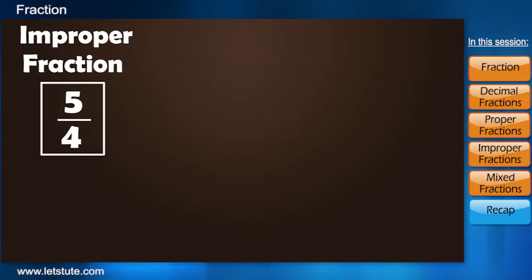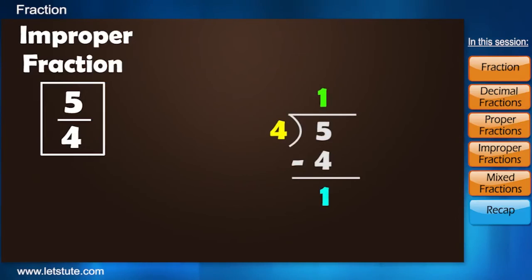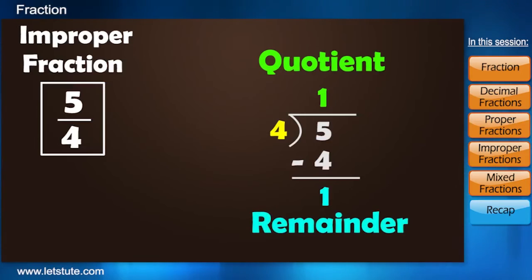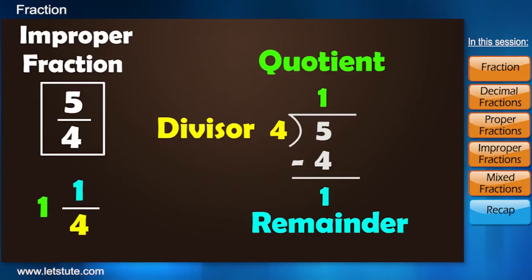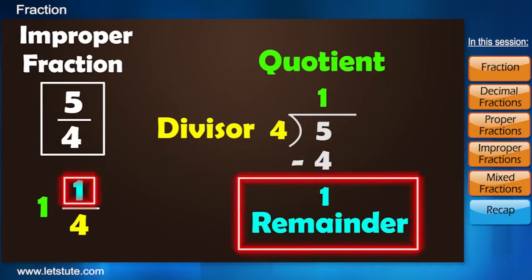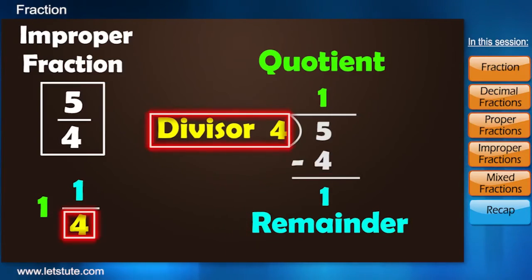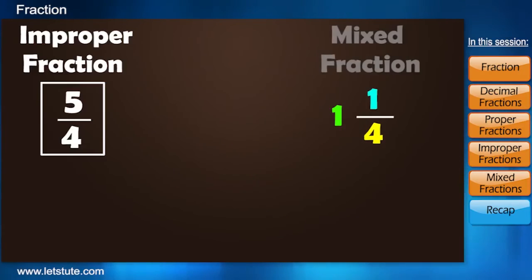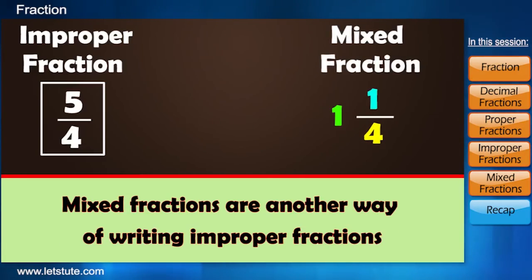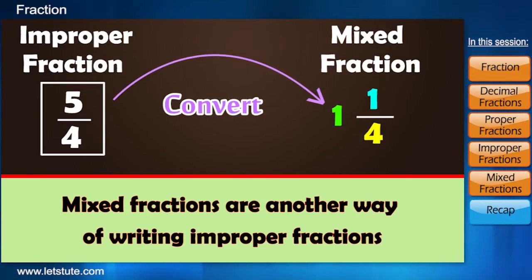You can also obtain a mixed fraction by performing a normal division. Let's see how we can do that. A mixed fraction is written as quotient, remainder divided by divisor. So here it will be 1 and 1 by 4, right? Because 1 is the quotient, 1 is also the remainder, and 4 is the divisor. Mixed fractions are nothing but another way of writing improper fractions. In this process, we have also learned how to convert an improper fraction into a mixed fraction.